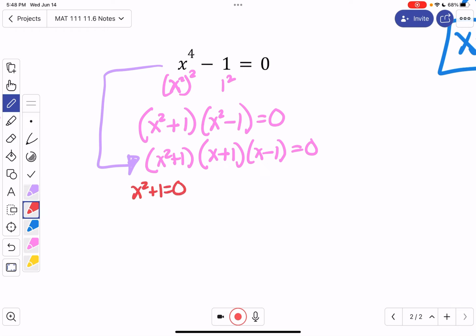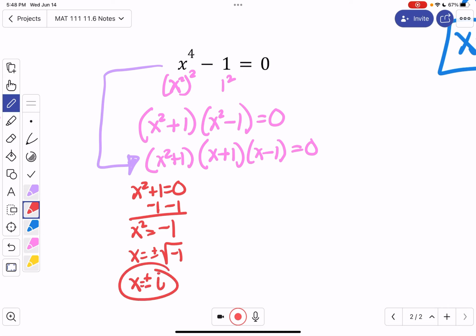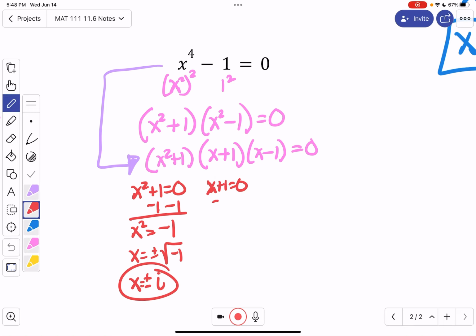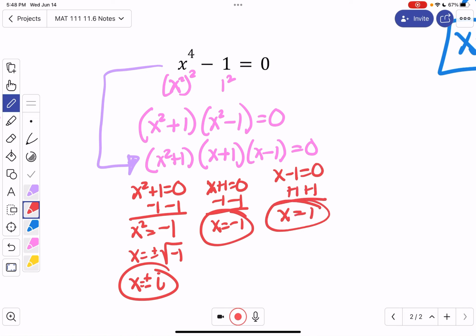So x squared plus 1 equals 0. Subtract 1 from both sides. X squared equals negative 1. Take the square root. And the square root of negative 1 is i. So we have plus or minus i. This one, x plus 1 equals 0. Subtract 1, we get negative 1. And then x minus 1 equals 0. Add 1 to both sides, we get x equals 1. And there are our 4 solutions. 1, negative 1, positive and negative i.